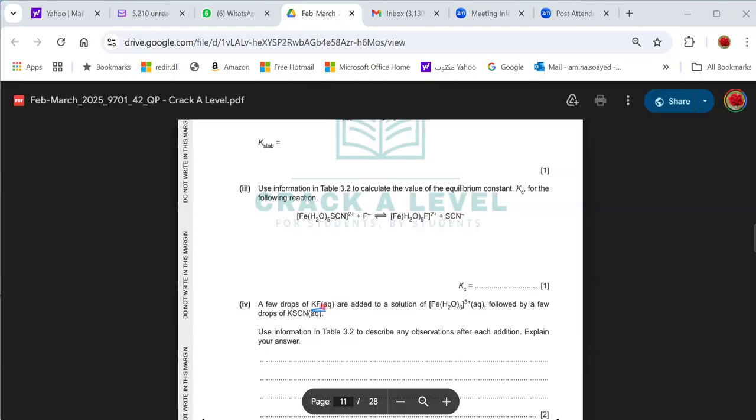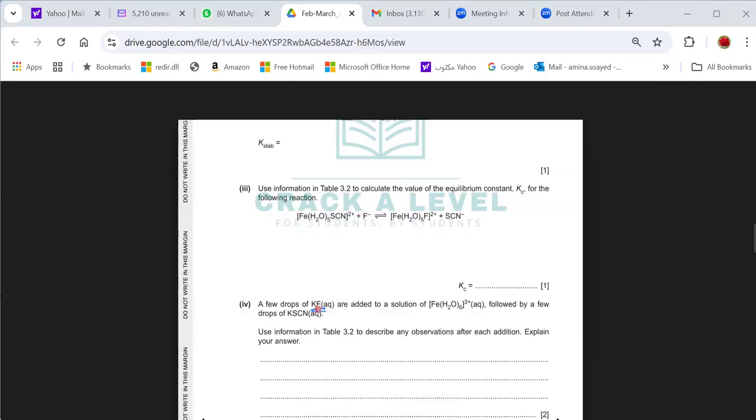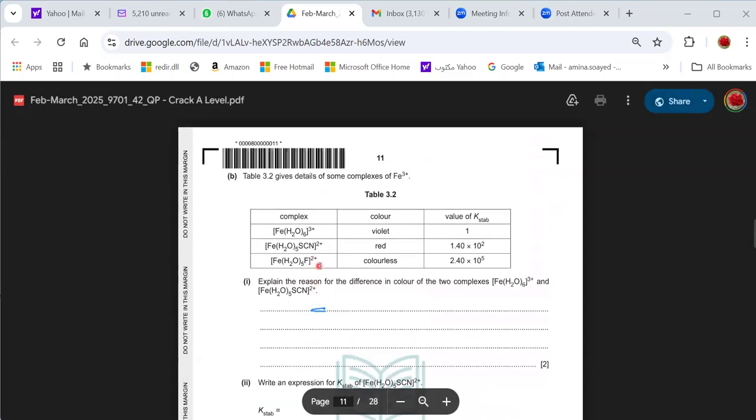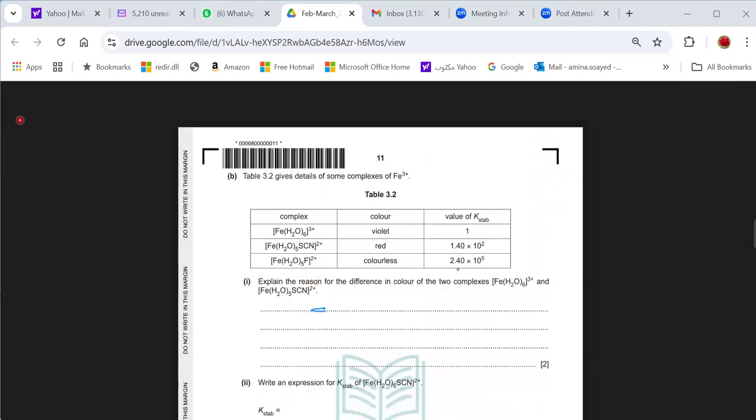So we have to look at the stability constants of each of the complexes: hexaaqua iron(III) and the other complex where the fluoride is formed. We'll see that the stability of this complex is greater than the stability of the hexaaqua iron(III) complex. And this means that, since this is colorless and this is violet, we started with [Fe(H2O)6]3+ and reacted with the potassium fluoride.